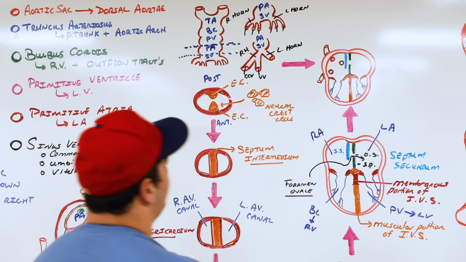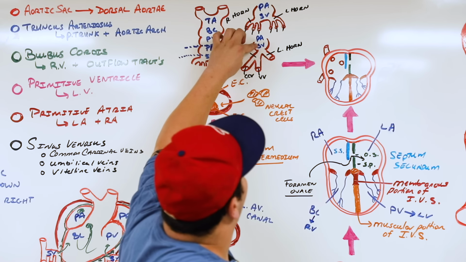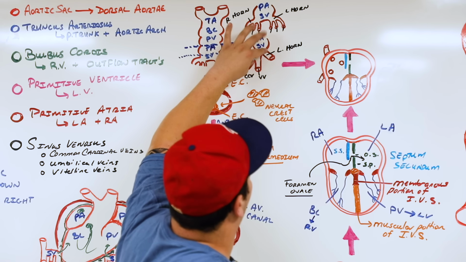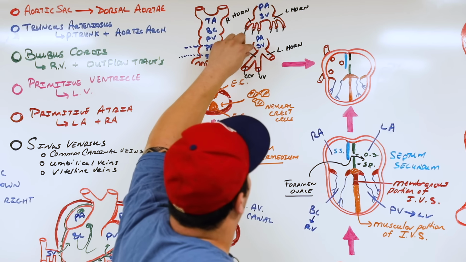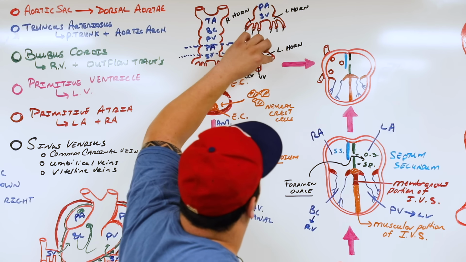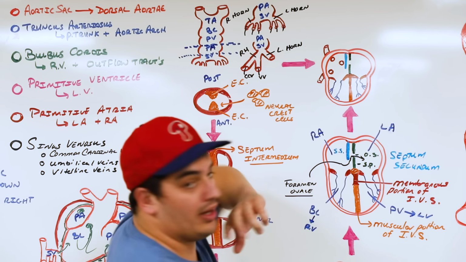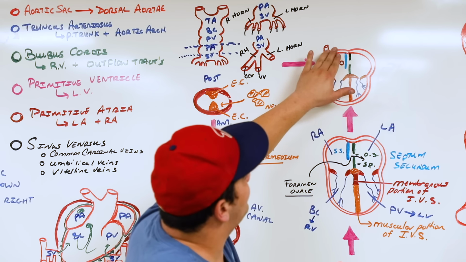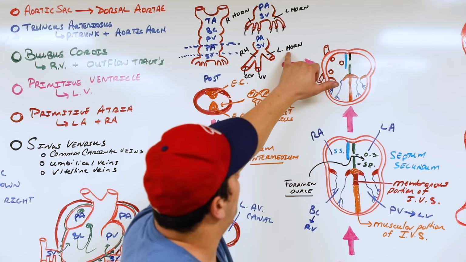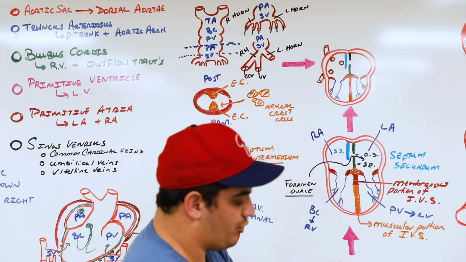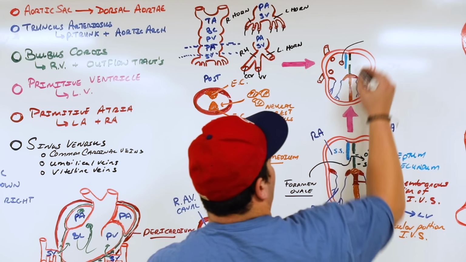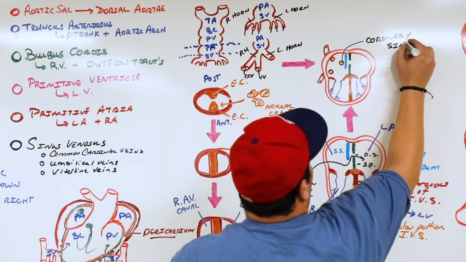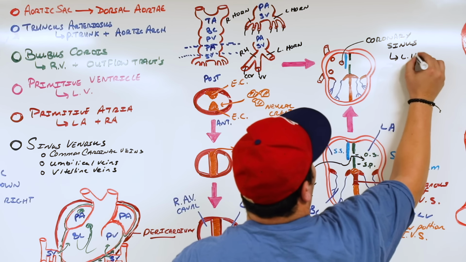Now, here's what I want you guys to remember. When this is fusing, whenever these structures are all changing and specializing, the sinus venosus gets absorbed into the primitive atria. So whenever the sinus venosus gets absorbed into the primitive atria, the left horn is going to develop a very special structure. Guess what this little structure is? This is called your coronary sinus. So the coronary sinus is formed from what? From the left horn.